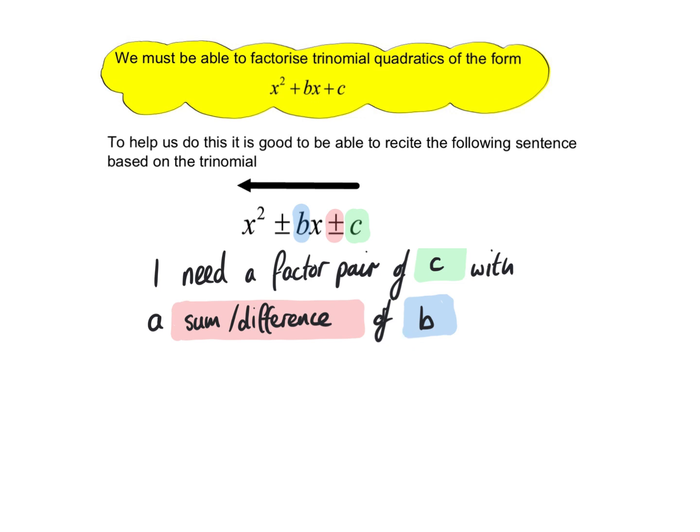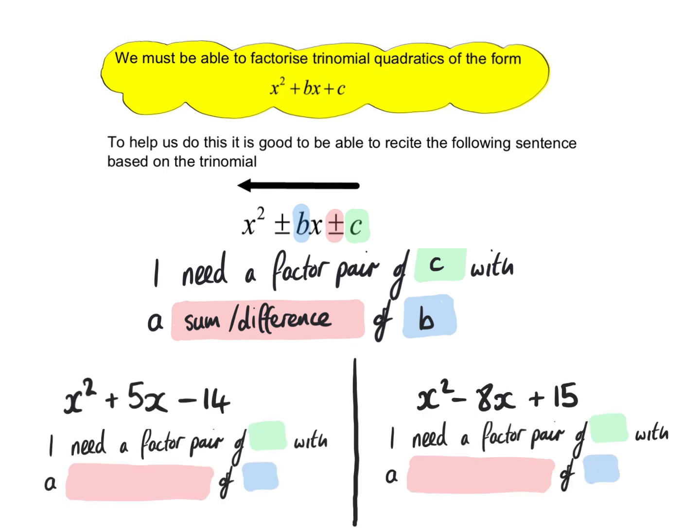So we'll do 2 examples of that below, where I'll write out 2 trinomials and we'll show you how to put the sentence together. So in this first one we have x squared plus 5x minus 14. Now remember, we're going to work our way from the back of it to the front here. So this number here, 14, that's going to go in first. I need a factor pair of 14 with a, now in this section we have sum or difference, so it's based on this sign here. Now that's a take away, so that means it's a difference. So we're going to put the word difference in here.